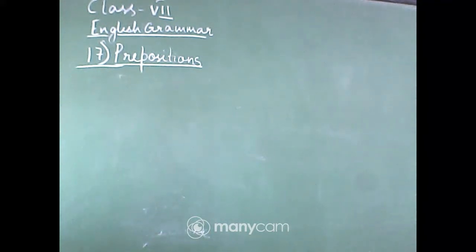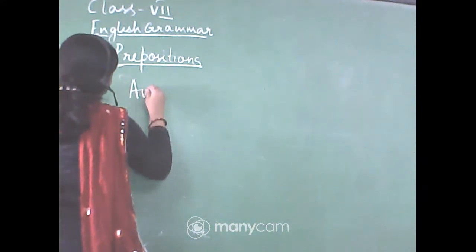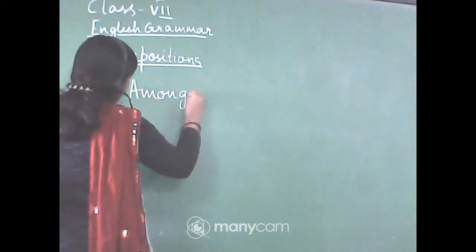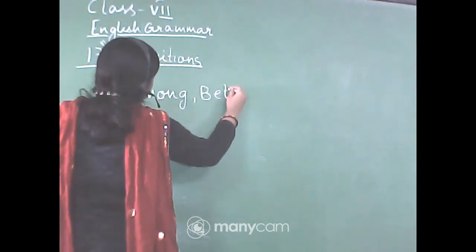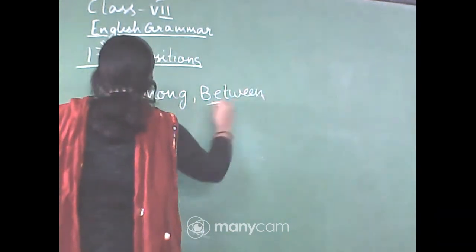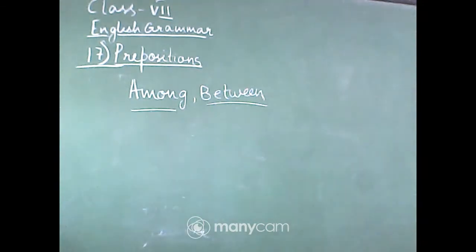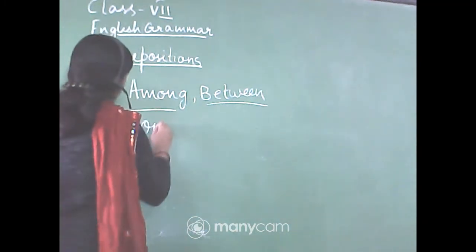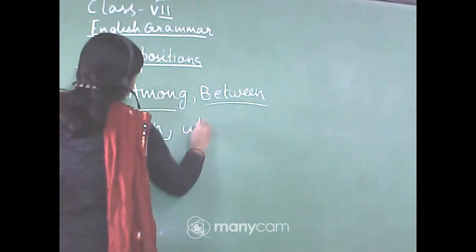Now, before we proceed to it, let us study a little bit about the correct use of some prepositions of place. Among and between. When do we use among and when do we use between? You have an idea about it, right? We use among when it is more than 2 persons or things, and between is used with 2 persons or things.